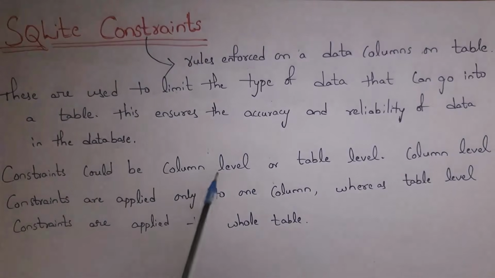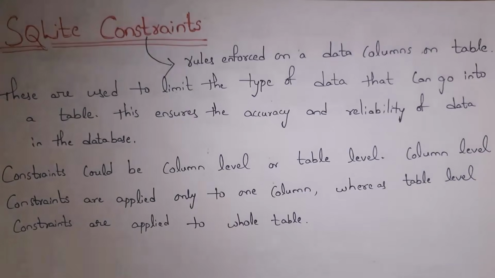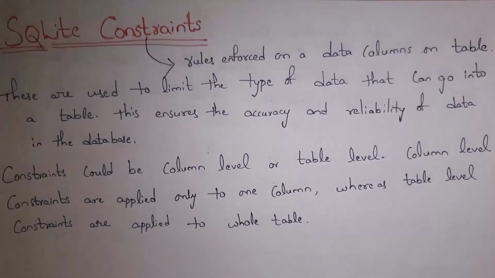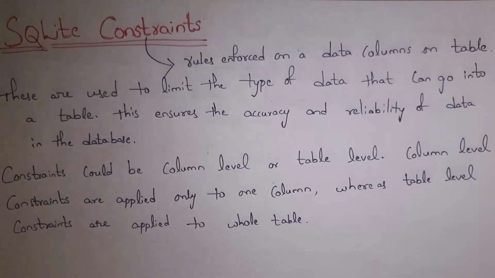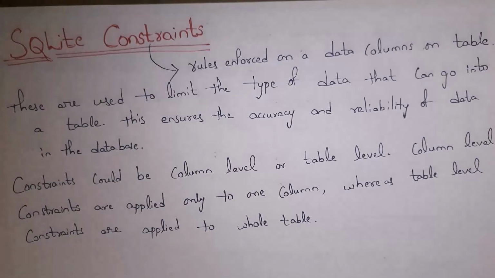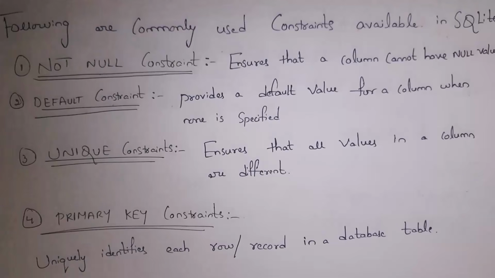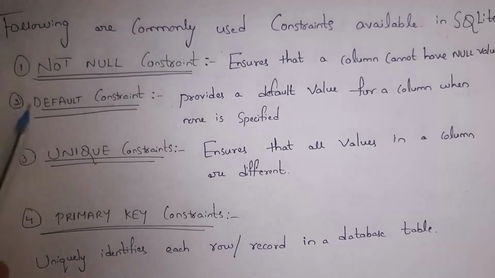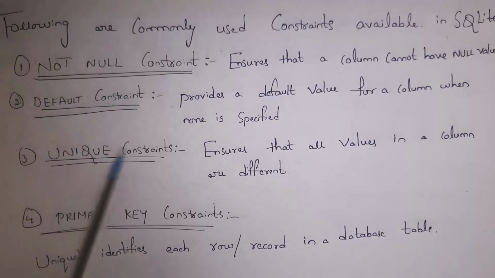Constraints could be column level or table level. Column level constraints are applied only to one column, whereas table level constraints are applied to the whole table. We can apply constraints to only one particular column, or else we can also apply constraints to the whole table. Guys, I will give an example so that you can clearly understand the use of these constraints. In SQLite there are 4 types of constraints. They are not null constraint, default constraint, unique constraint and primary key constraint.